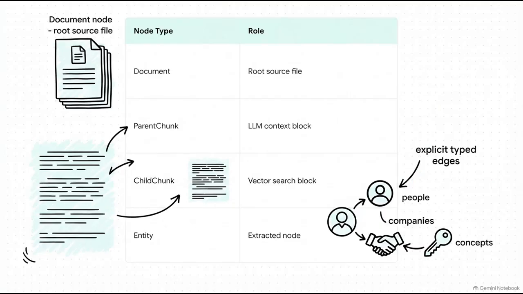So Neo4j structures our data hierarchically. Right at the top, you have the document node. That's your root source file. Directly beneath that is the parent chunk, which is a nice, large text block. Underneath that is the child chunk, a much smaller text block. And then finally, we have the entity nodes. These are your actual extracted concepts, people or companies, linked right to the chunks through explicit typed edges. This structure is exactly what lets us separate the search process from the generation process.